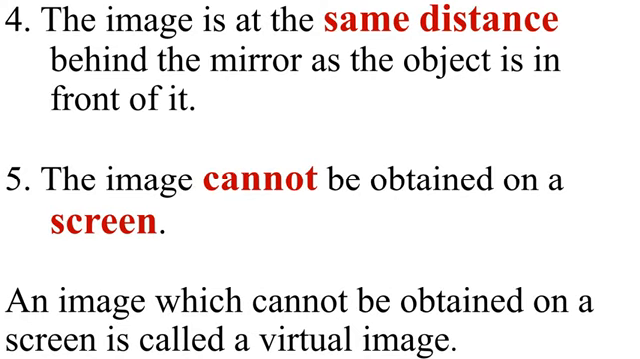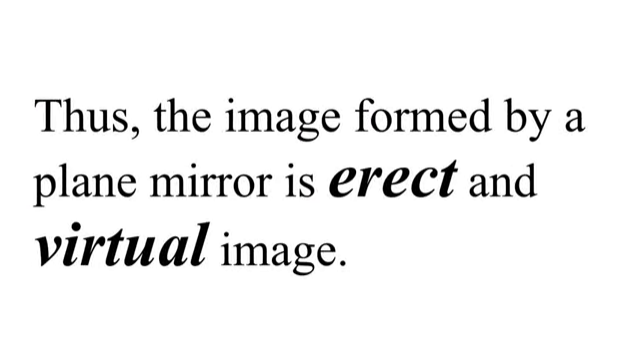An image which cannot be obtained on a screen is called a virtual image. We already know this. Thus, the image formed by a plane mirror is erect and virtual image.